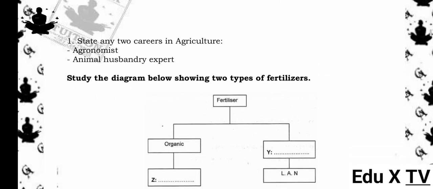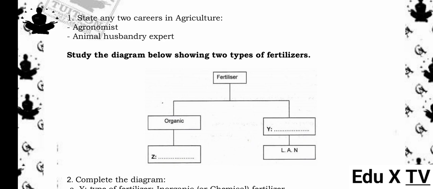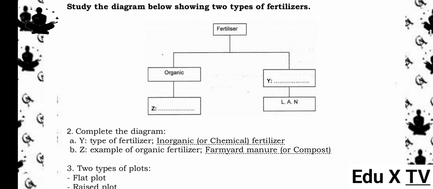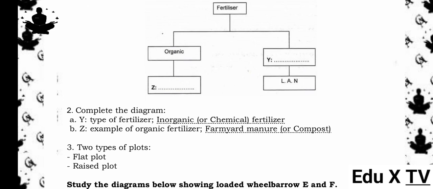1. State any 2 careers in agriculture. Agronomist. Animal husbandry expert. Study the diagram below showing 2 types of fertilizers. 2. Complete the diagram. A. Y. Type of fertilizer, inorganic or chemical fertilizer. B. Z. Example of organic fertilizer, farmyard manure or compost.